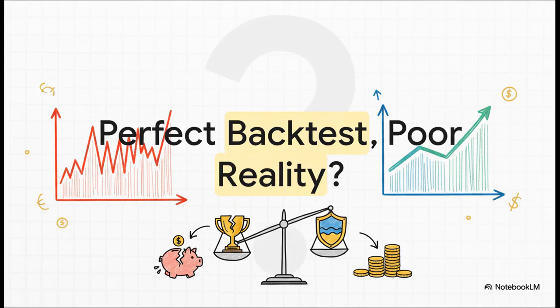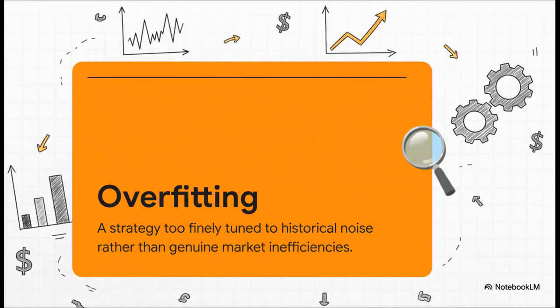Does this sound familiar? You spend weeks, maybe even months, building what you think is the perfect strategy. The backtest looks incredible. That equity curve is just a beautiful, smooth line heading straight for the moon. You're feeling good, you go live, and poof, it just completely falls apart. If you know that feeling, then you've run headfirst into our topic for today. So, what is this invisible enemy?